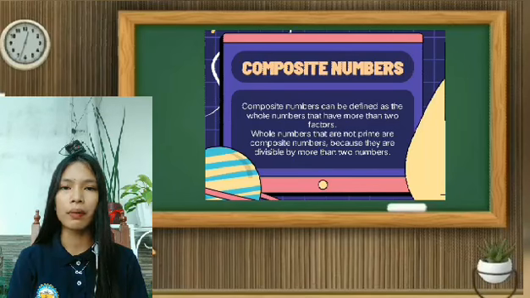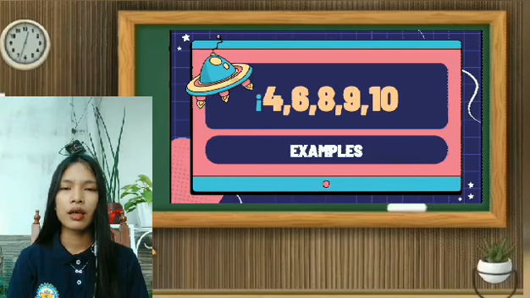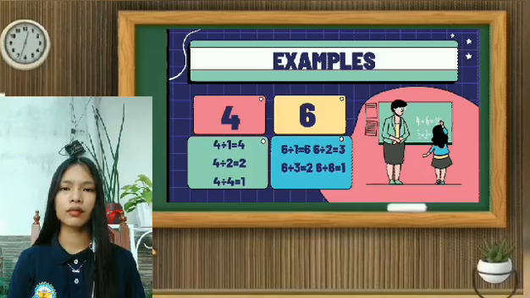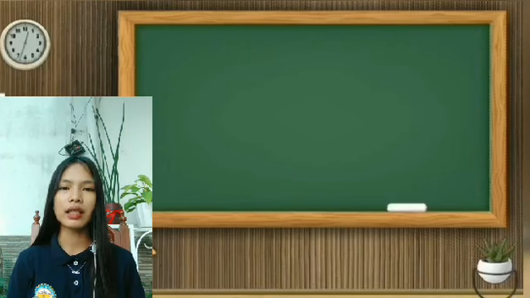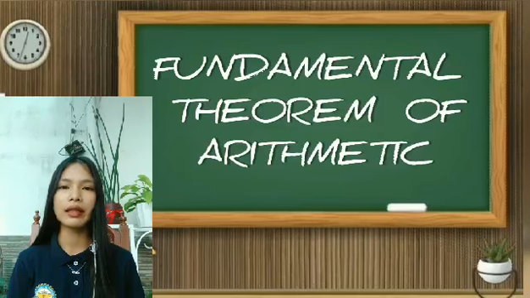Now, let's learn more about composite numbers with examples. For example, the first few composite numbers are 4, 6, 8, 9, and 10. Let's look at numbers 4 and 6. Because 4 has more than two factors, which are 1, 2, and 4. In 6, it also has more than two factors, which are 1, 2, 3, and 6. So these two are made up of different numbers. They are known as composite numbers. This is an important concept and we use it in the fundamental theorem of arithmetic.